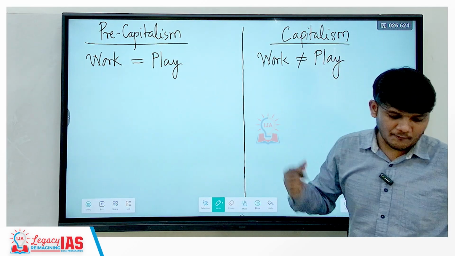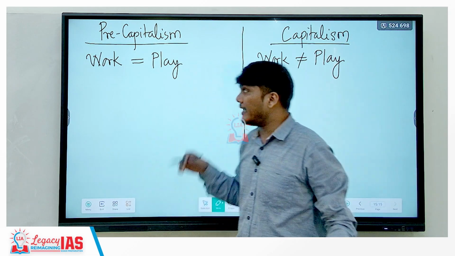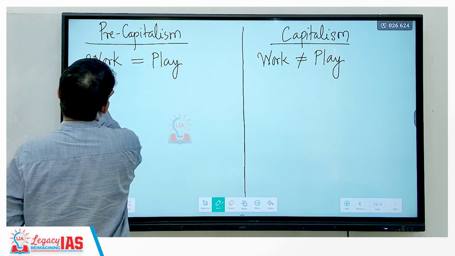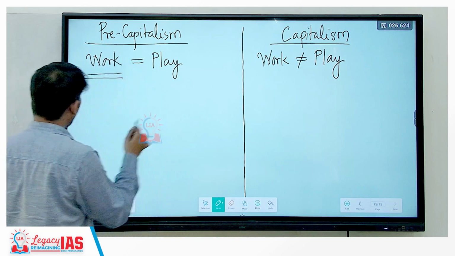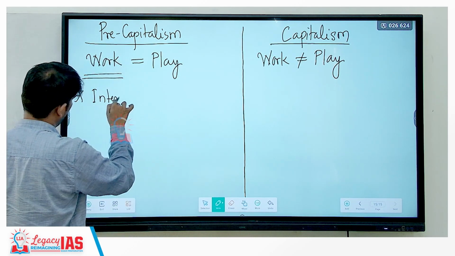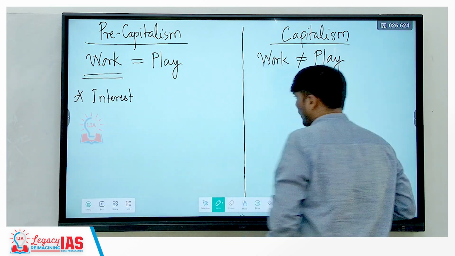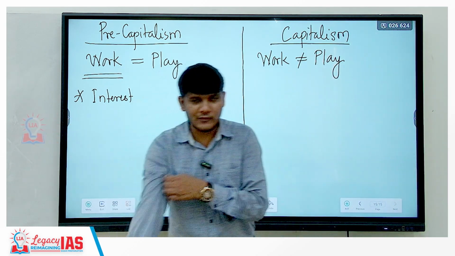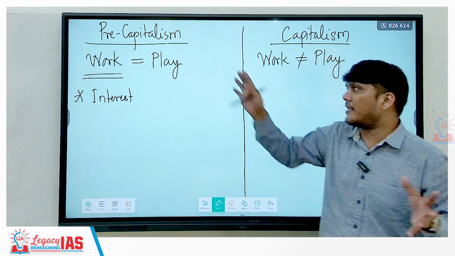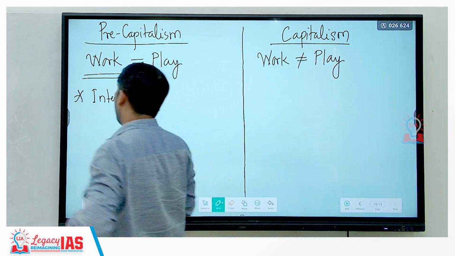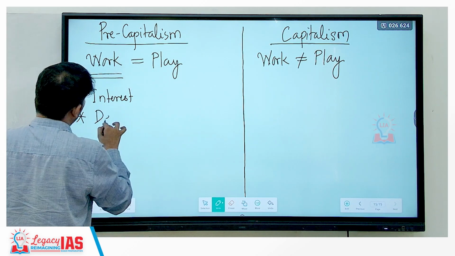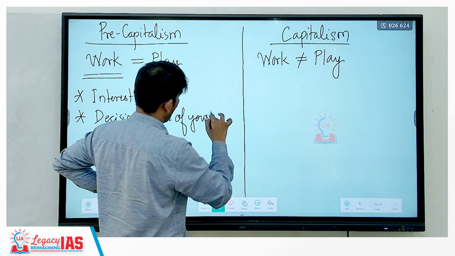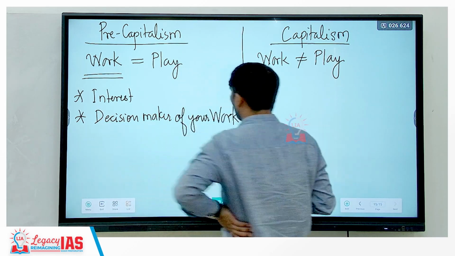Now, why in pre-capitalism is work equal to play and in capitalism work is not equal to play? It is simply because here when you are doing your work, you are doing a particular work out of your interest. You are doing pottery, you are doing fishing, you are doing agriculture out of your interest. Now there will be certain exceptions, and that would be the criticism also, but generally in the pre-capitalism era, you are doing work out of your interest. You are the decision maker of your work, as in you are the one deciding.